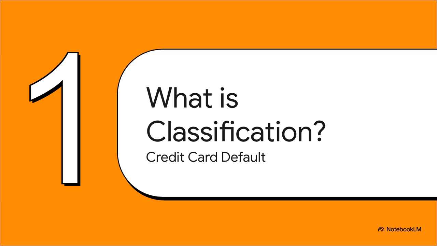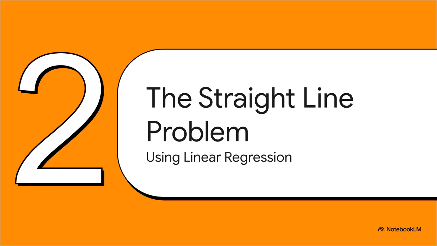Imagine a bank. They want to know ahead of time if a customer is going to default on their credit card payments. And they're trying to predict this using just two simple pieces of information: the customer's income and their current credit card balance. So, where do you start with a problem like this? Well, the most intuitive idea, the one that probably just popped into your head, is to just draw a straight line to separate the people who default from those who don't.